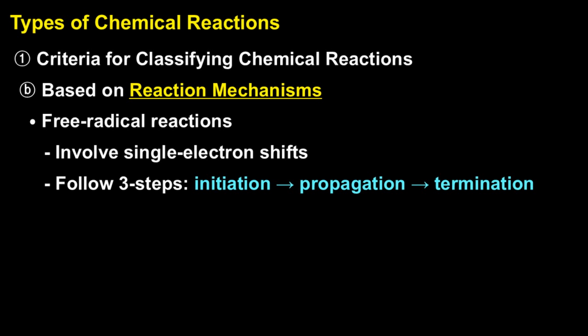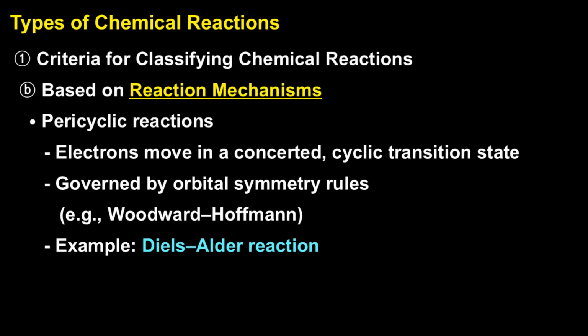Radical reactions work through a completely different mechanism compared to polar reactions. Instead of moving around pairs of electrons, they involve single electron shifts, which makes the chemistry behave very differently. These reactions usually follow a three-step sequence: initiation, propagation, and termination. Pericyclic reactions involve a concerted flow of electrons in a cyclic transition state and follow rules like the Woodward-Hoffmann rules. A classic example is the Diels-Alder reaction, which forms a six-membered ring in one step.